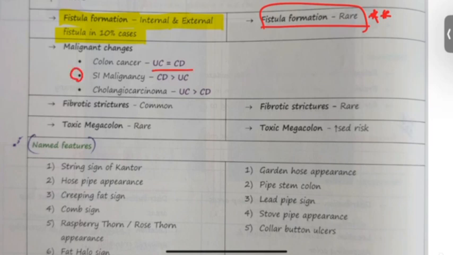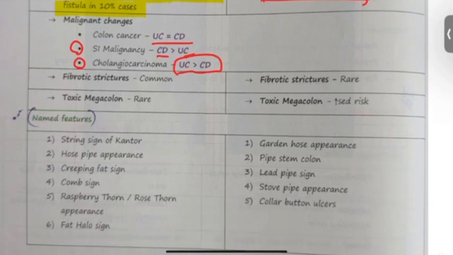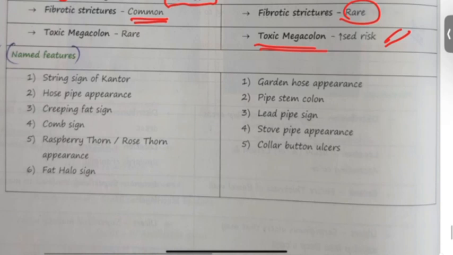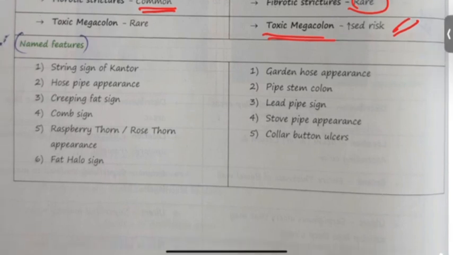So malignant changes, in case of colon both are equal. Small intestine andre Crohn's is more than ulcerative colitis. In case of cholangiocarcinoma it is reverse, ulcerative colitis more than Crohn's. Fibrotic strictures are more common in Crohn's disease and fibrotic strictures are less common in ulcerative colitis. Toxic megacolon usually seen in case of ulcerative colitis more commonly. Okay, named features, whatever we had discussed in investigations, that can be string of Cantor sign or hose pipe or garden pipe or creeping fat pad sign, comb sign, raspberry thorn appearance, fat halo sign.